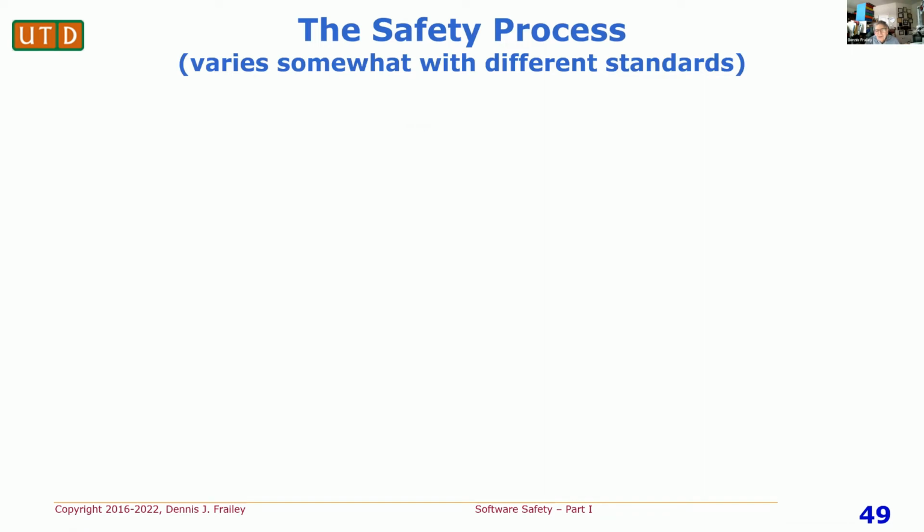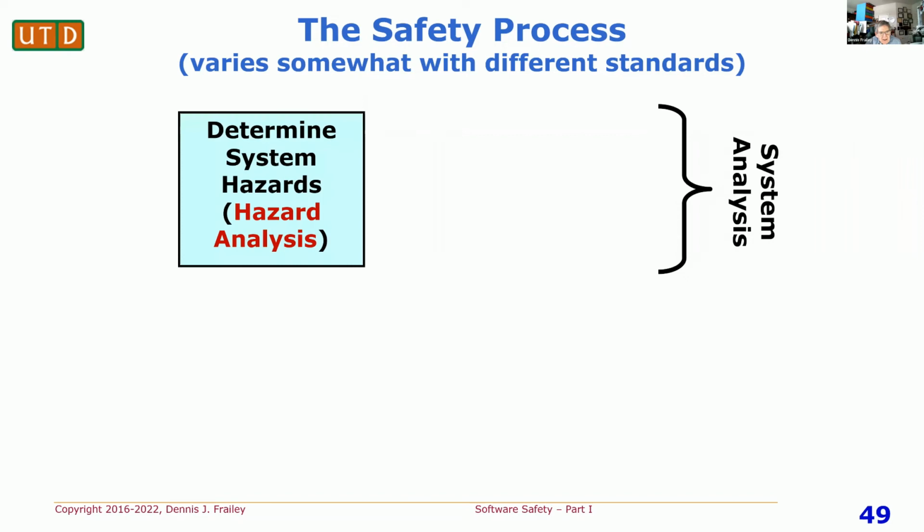There is a basic process that pretty much all of the safety standards call for you to follow, with many details that are different. And it involves 4 steps. The first 2 steps are focusing on the system that you are building. The first step is to determine the hazards, as you did in the exercise you just completed. What can go wrong?